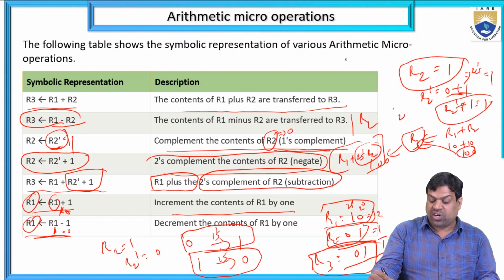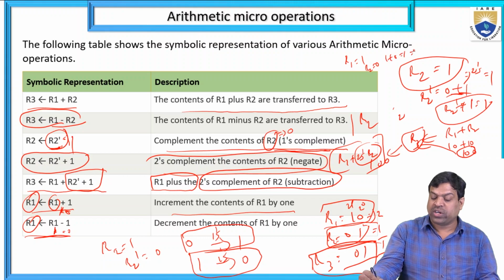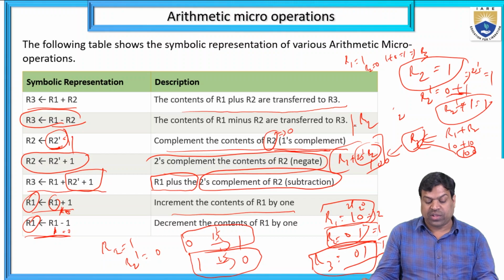Suppose here R1 equal to 1, R2 equal to 0. So 1 plus 0, 1. So what is the resultant value? The value stored in R3. So after the addition of R1 plus R2, the resultant value is stored in R3. R1 minus R2 means we are subtracting the values of R1 and R2. The resultant value is stored in R3.